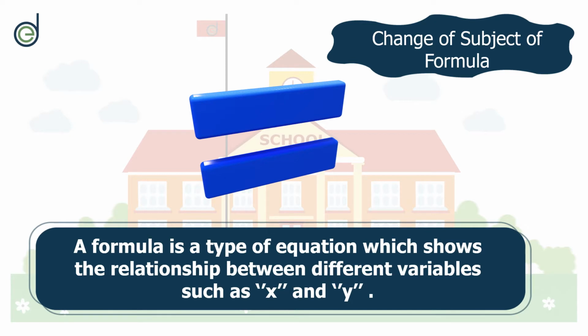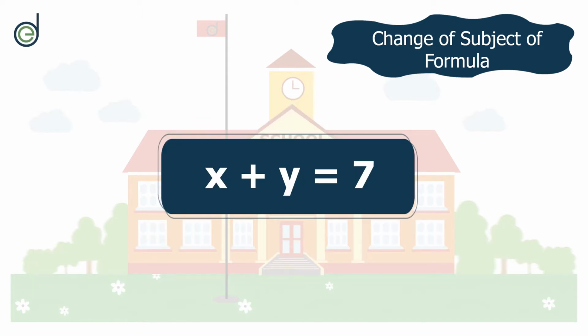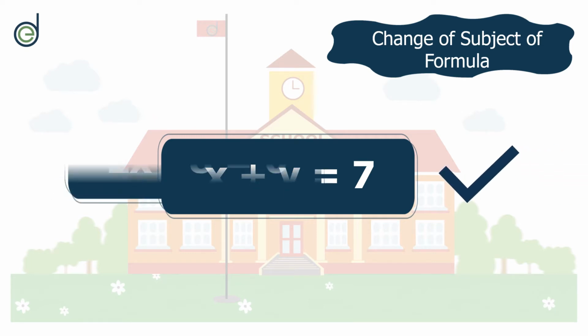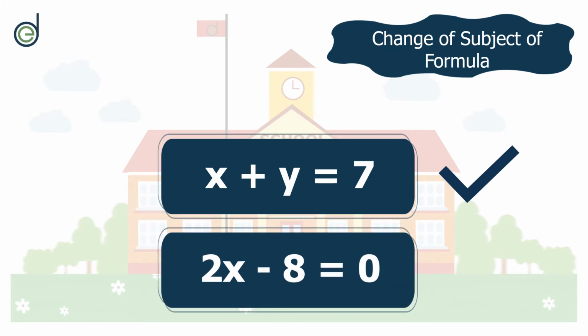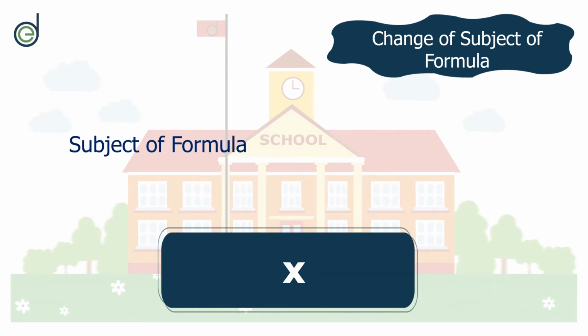A formula is a type of equation that shows the relationship between different variables such as x and y. For an equation to be a formula, it must have more than one variable. For example, x plus y equals 7 is a formula, it has more than one variable. 2x minus 8 is equal to 0 is not a formula because it has only one variable, x.